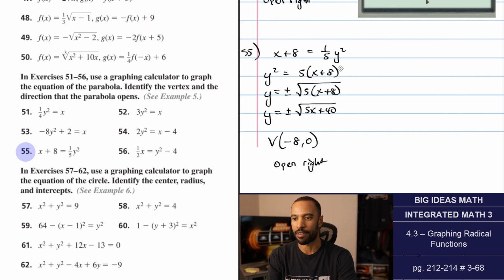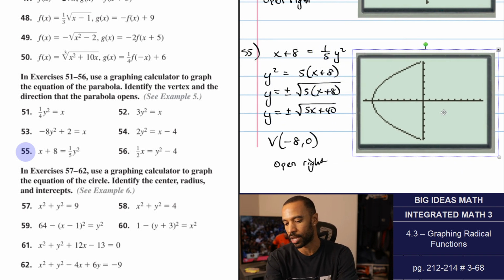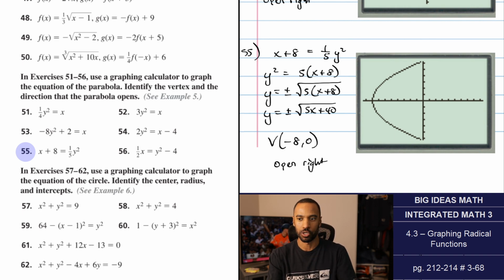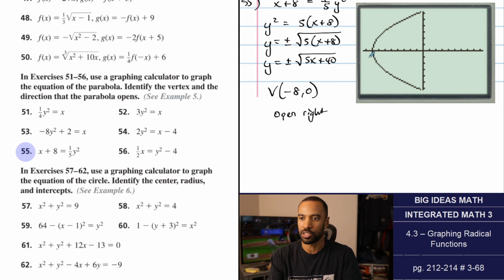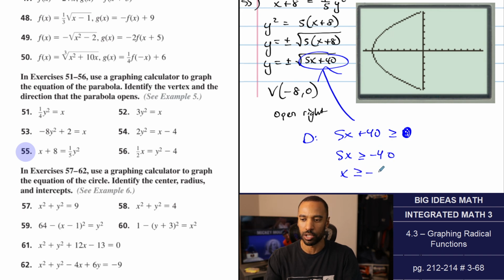That's why I'm saying a factored out version of the 5 is better than not. That's why those forms appear that way. Do not distribute into the h unless you plan on doing that. Let's take this even one step further, guys. We're talking about domains. The inside needs to be greater than or equal to 0. 5x plus 40 needs to be greater than or equal to 0. That's your domain. So we subtract 40 and divide by 5. x has to be greater than or equal to negative 8.